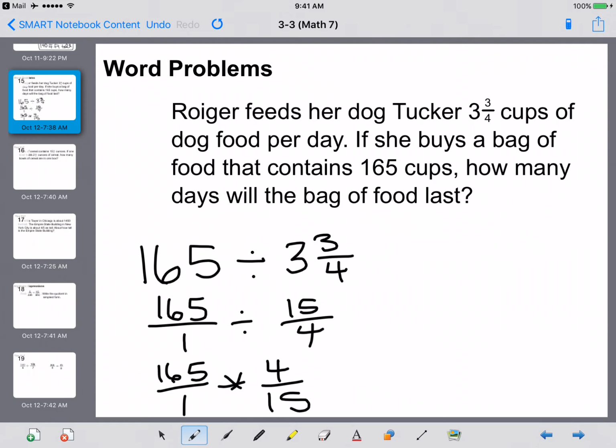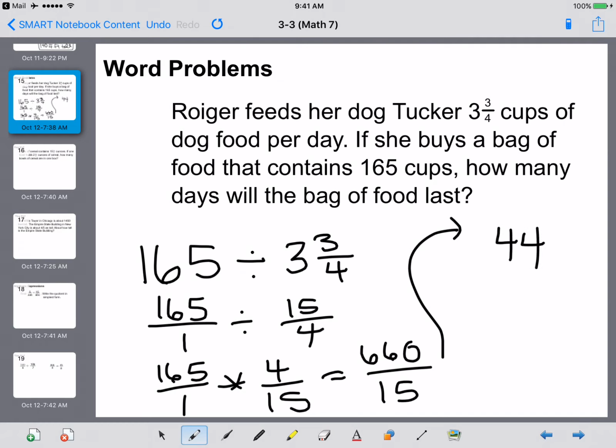165 times 4 gets us 660. 15 times 1 is 15. 15 goes into 660 44 times, even. So in the context of this question, the bag of food is going to last 44 days.